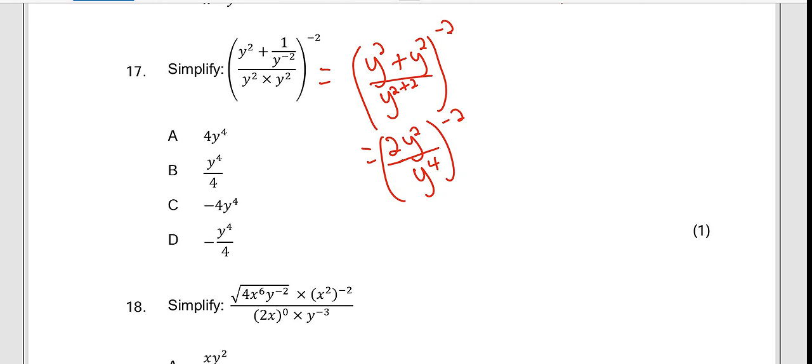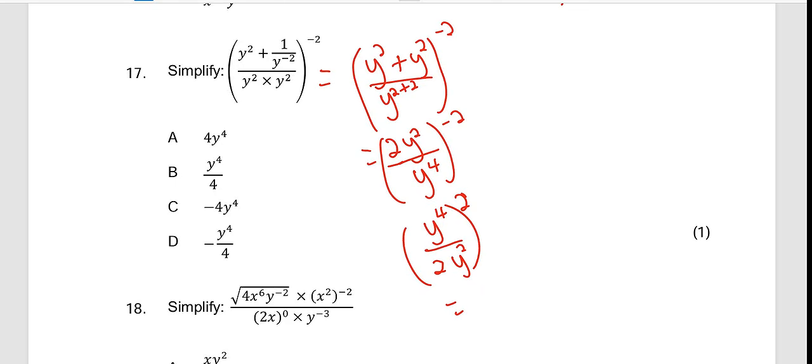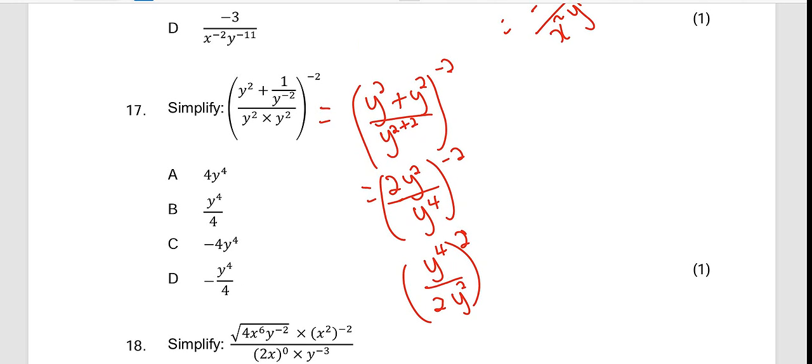And then the next step, it's going to be y to the 4. Now, in order to change the sign, it's going to be y to the 4 divided by 2y to the 2. I want to change this exponent to positive. So the numerator must be in the denominator, and the denominator must be in the numerator. And then the answer is going to be y, 4 times 2 is 8. Let me write on this side so that we have space for the following question. So it's going to be y to the exponent of 8.